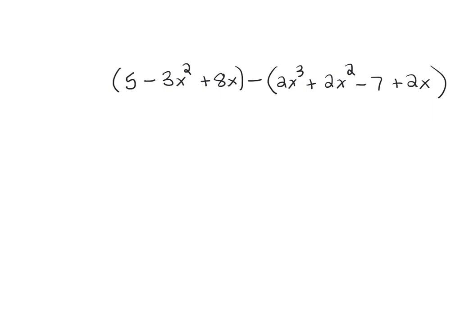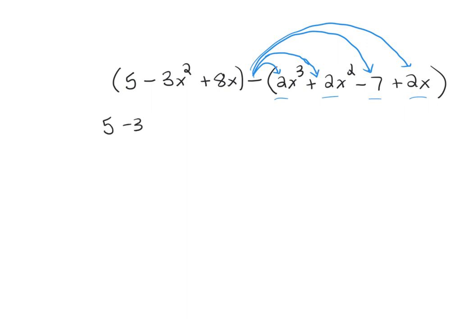So subtraction, my advice is to distribute a negative throughout. Oops, that was supposed to go here. So if we distribute, changing the sign of our second polynomial, and then get rid of our parentheses, and then we can look to combine all of our like terms. So 5 minus 3x squared plus 8x minus 2x to the third. It's going to go to minus 2x squared, changes to plus 7, and changes to minus 2x.